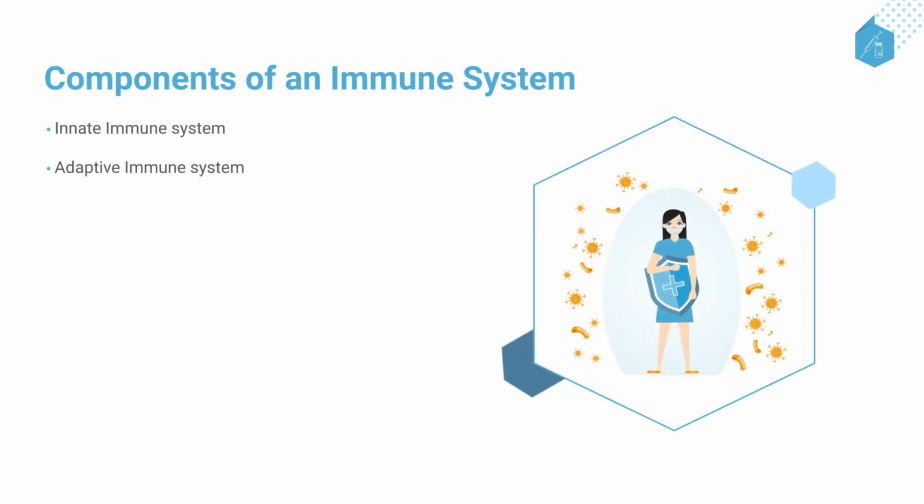Components of an immune system. Although all components of the immune system interact with each other, they are typically divided into the innate immune system and the adaptive immune system.